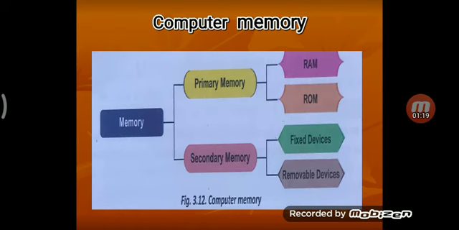Now, computer memory is of two types: primary memory and secondary memory. In this picture you can see computer memory is divided into two parts, primary memory and secondary memory. Primary memory is again divided into two parts, ROM and RAM, read only memory and random access memory. Secondary memory is also divided into two types, fixed devices and removable devices.